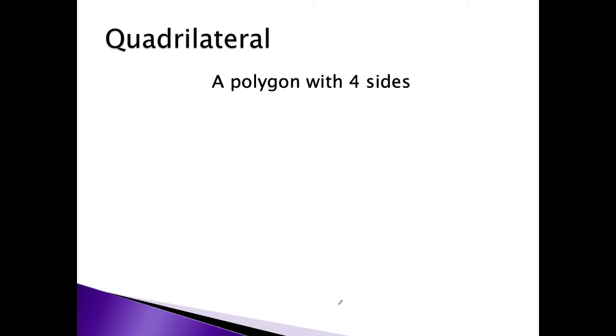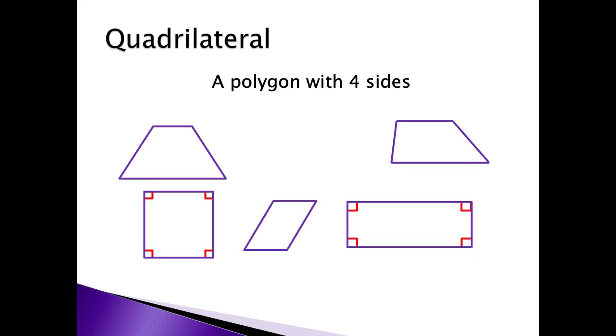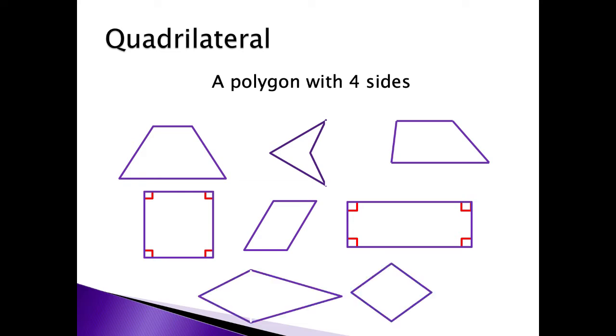First, we're going to talk about what a quadrilateral is. A quadrilateral is a polygon with four sides. Of course, we know the basics: trapezoids, parallelograms, squares, rectangles, kites, rhombuses, and then you have just your basic quadrilateral.